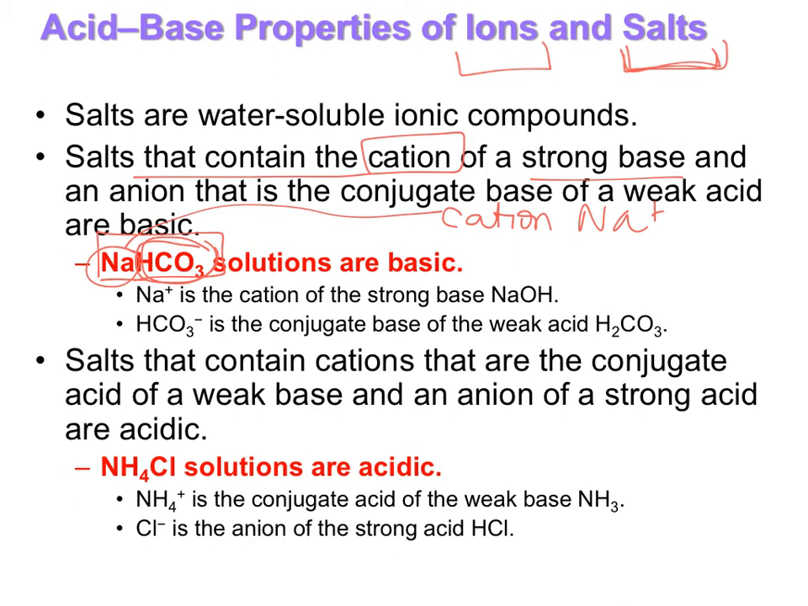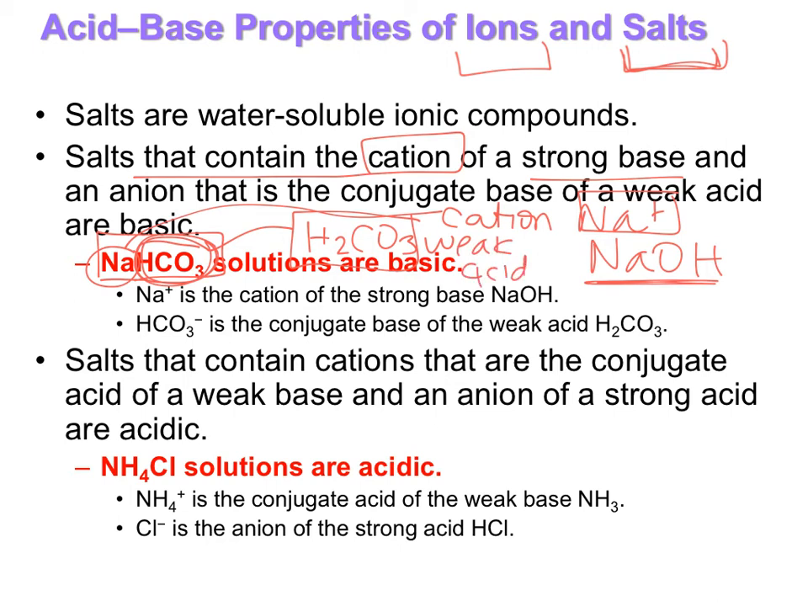If you go to your list, you will find that the strong bases include NaOH. So this is the cation of a strong base right here. And an anion that is the conjugate base of a weak acid. So this comes from a weak acid, in other words, H2CO3. Remember, of the strong acids, there's 6 of them, and that list does not include this, meaning it's weak. So this in particular, HCO3 minus, is actually the conjugate base of this weak acid right here.